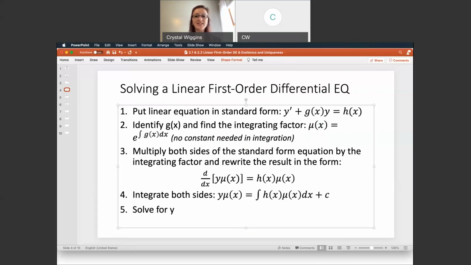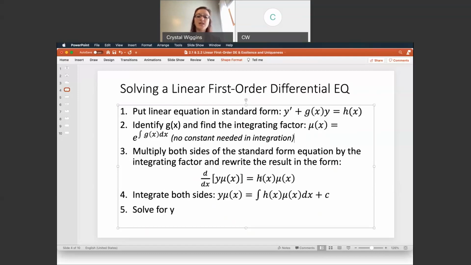Multiplying both sides of the standard form equation by this integrating factor will result in the following. We will have the left side being the derivative of y times the integrating factor, and the right side being the h of x function that already existed times mu of x, the integrating factor. And I'll show you how this comes about as we go through these next couple examples.